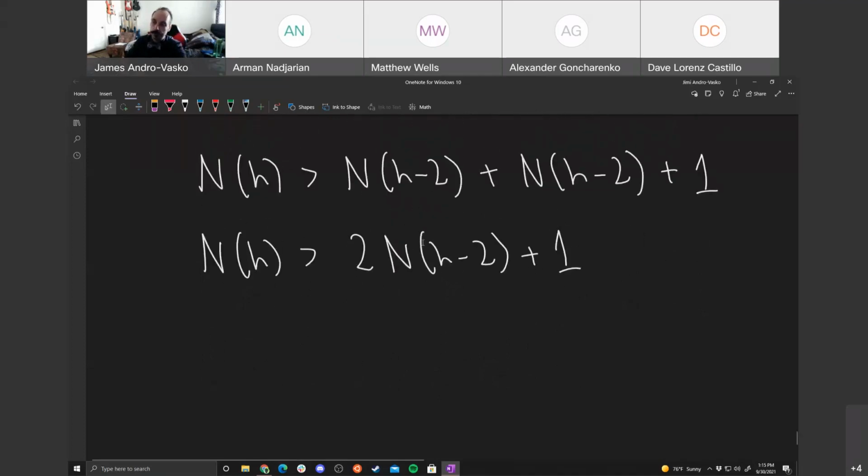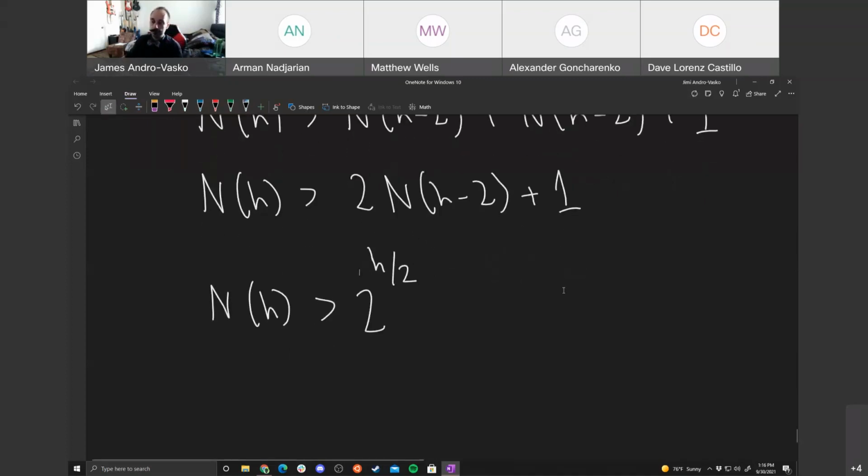And this recurrence, if you expand it, multiplying by 2, h minus 2 number of times, the 1 gets added up. Basically we're counting every time you multiply by 2: 2 times 2 times 2 times 2. And we're doing this exactly h over 2 number of times. If it was h minus 1, we would multiply by 2 h number of times, but since we're subtracting by 2, we're multiplying by 2 h over 2 number of times. So then the result is that n of h is greater than 2 to the power h over 2. Now we can solve this by taking the log of both sides. So we have log base 2 of n of h greater than h over 2.